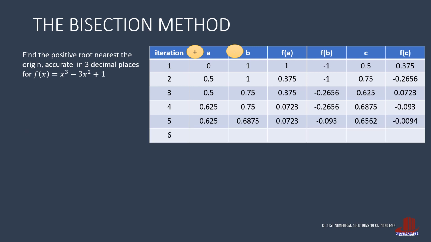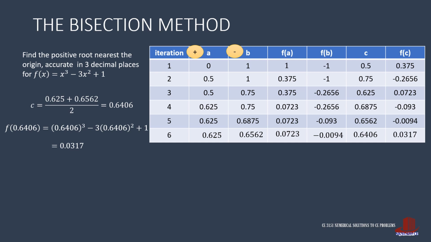Iteration 6 then has b as 0.6562, with f of b as negative 0.0094. a remains as 0.625 and f of a as 0.0723. c is then computed as 0.625 plus 0.6562 over 2 to get 0.6406. And f of 0.6406 comes as 0.0317. This is positive, so c should replace a.